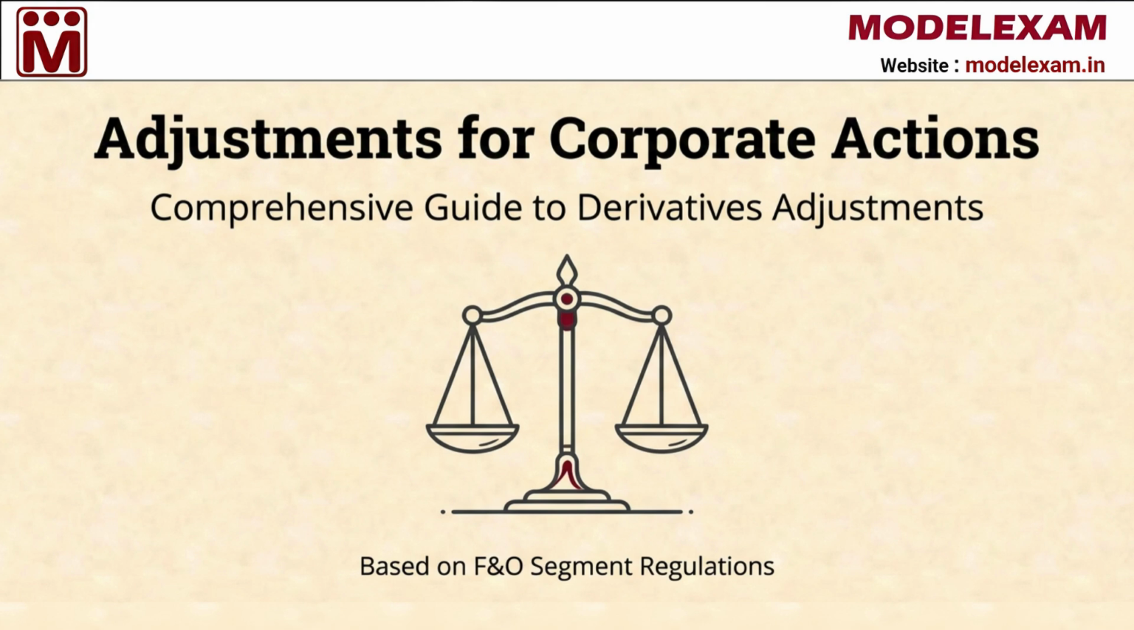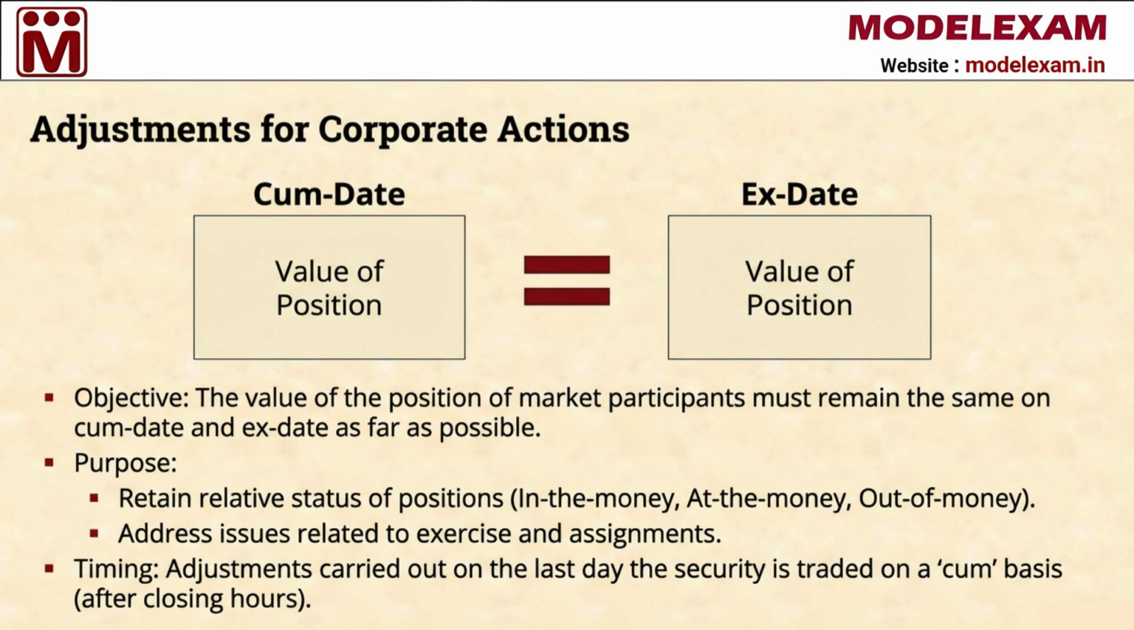In this video, we will explore adjustments for corporate actions. We will look at how the derivatives market handles changes in a company's structure to keep things fair for every trader. To understand this, we need to look at two important times, the cum date and the ex date.